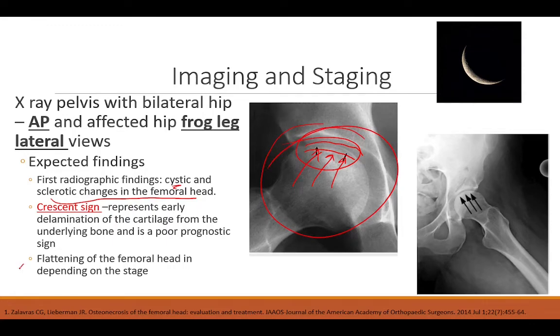There are varying degrees of flattening of the femoral head, which also depends on the stage at which we are doing the radiograph. The crescent sign is called a crescent sign because of the crescent of the moon, which is very similar to what we see on the radiograph.